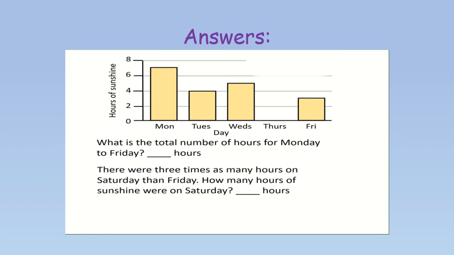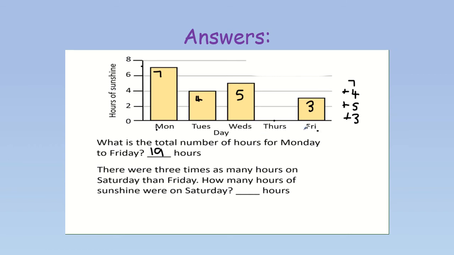This question asks us for the total number of hours for Monday to Friday. So that's all of the data we have. Monday, there was 7 hours. Tuesday, 4 hours. Wednesday, 5 hours. We don't have any on Thursday. And on Friday, there are 3 hours. So add all of those together. 7, add 4, add 5, add 3, gives you 19 hours of sunshine.